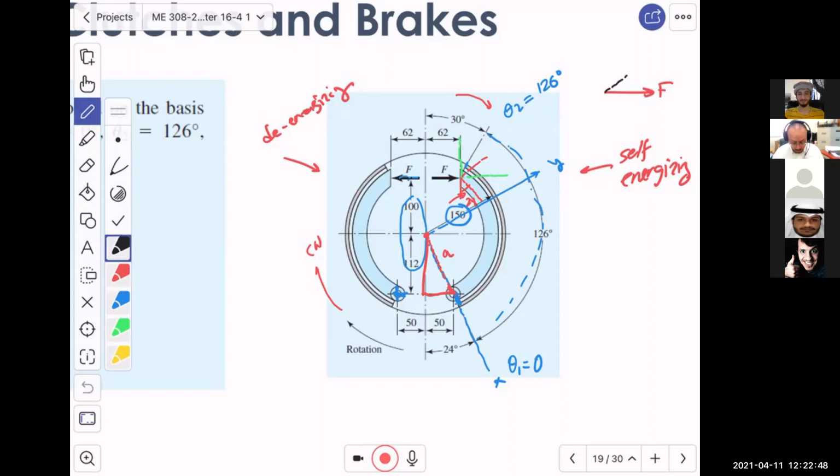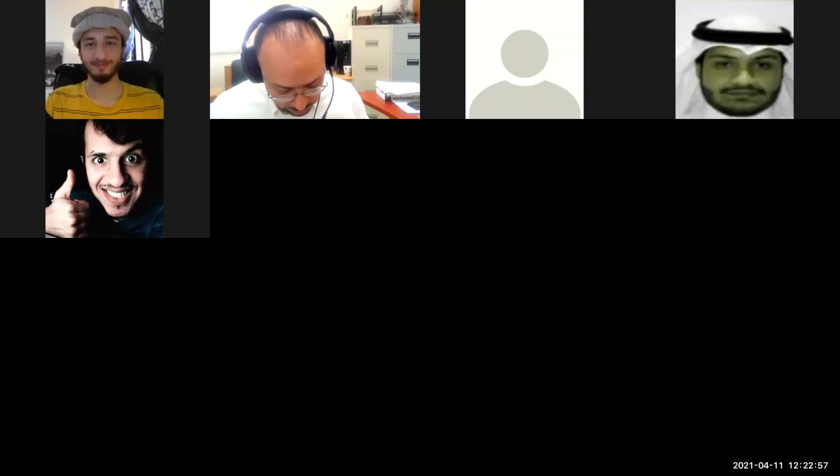I think my iPad got disconnected. Yeah, we can see it. You can see it. Yeah, there it is. Oh, it's gone.